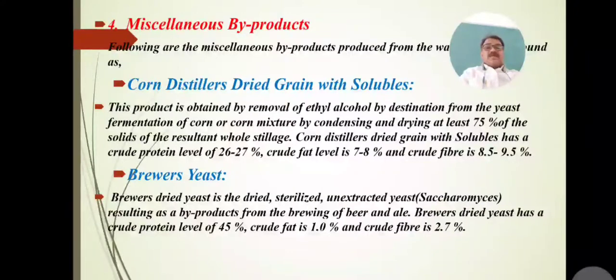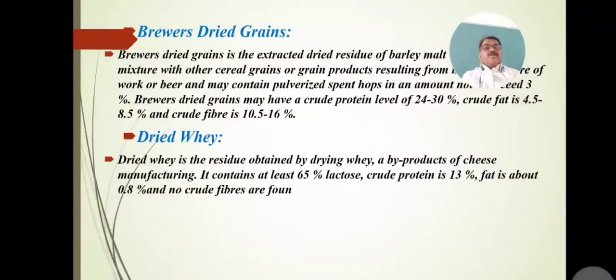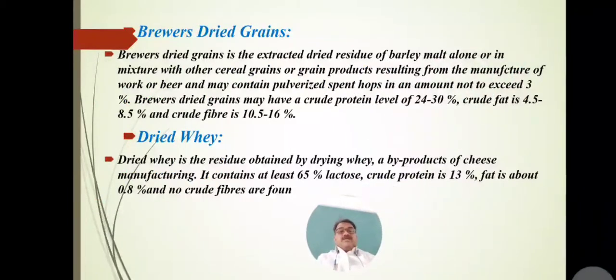Brewer's dried yeast has a crude protein level of 45%, crude fat of 1%, and crude fiber of 2.7%. After the extraction of beer and ale, the product formed in the mills or industry is called brewer's yeast, an important miscellaneous feed ingredient used for aquatic life.